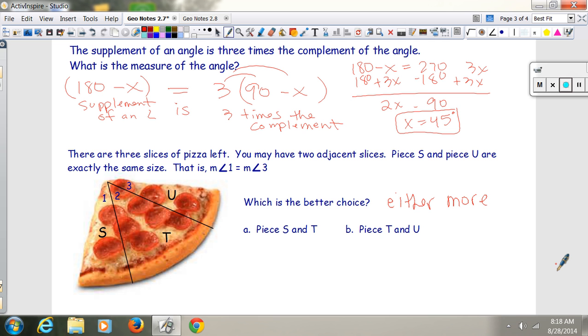T is a common piece. You're going to get T no matter what. It's got to be adjacent. And 1 and 3 are exactly the same size. So it won't matter which out of those 2 that you pick. So if you pick S and T, you're going to get the same size as you would if you picked U and T. So why did I put either one? Either one would be the one you want. So I heard somebody say more pepperoni. Alright, so either one is the right answer there for that one.